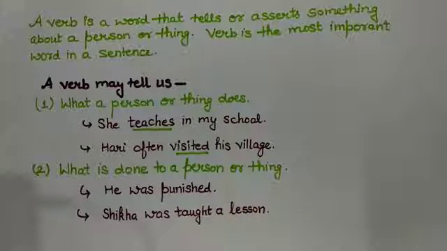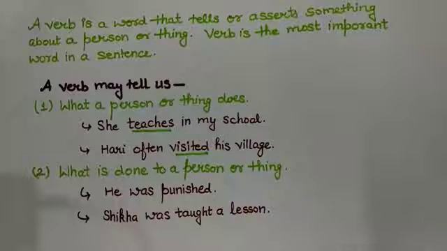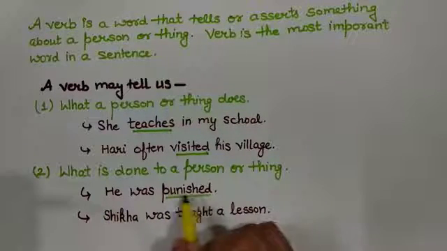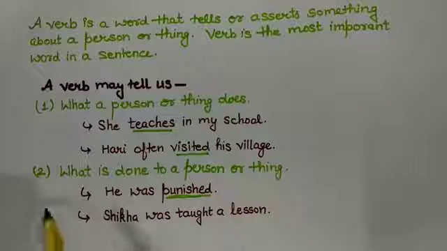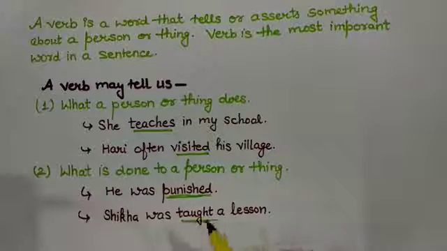A verb also tells what is done to a person or thing. Like, he was punished. You can see that the punishment was given to him, right? So, what is done to a person is also shown by the verb. Shikha was taught a lesson. Here, taught is a verb.